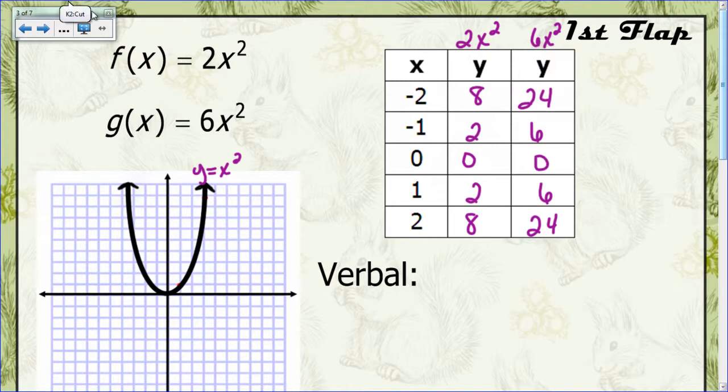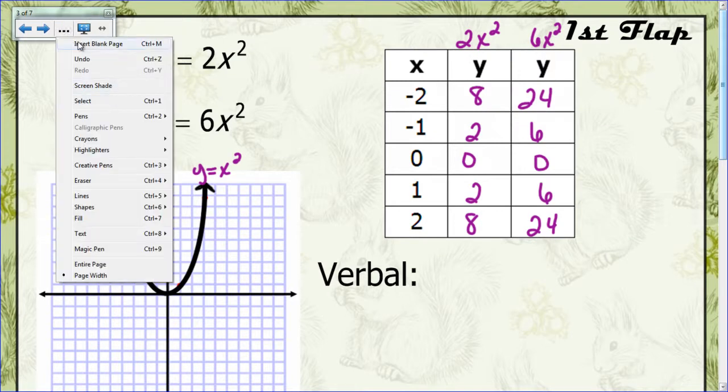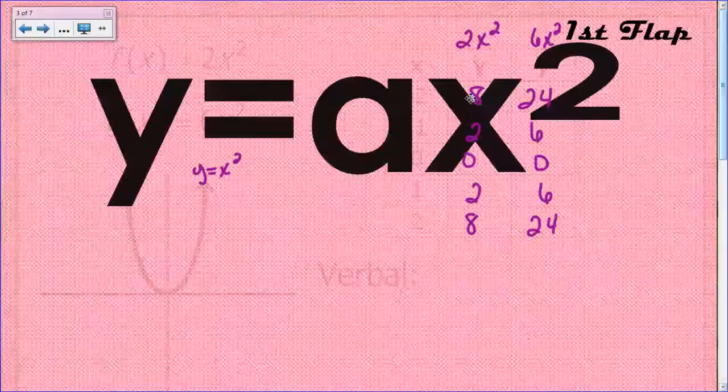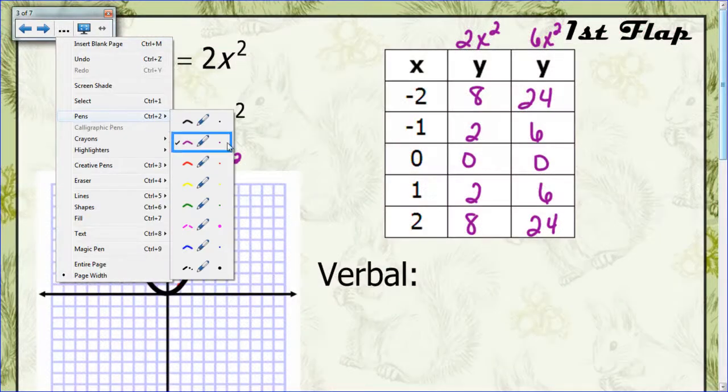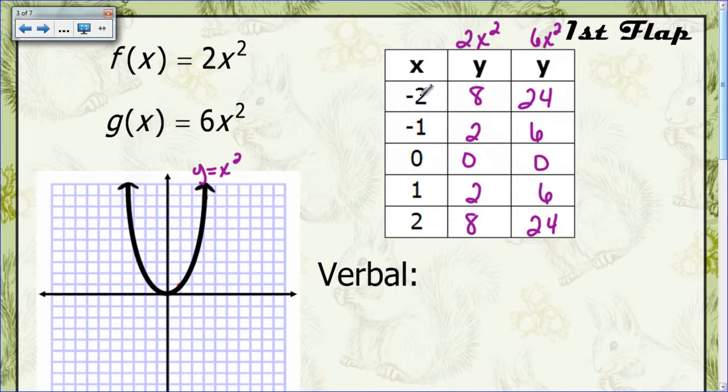I'm going to use a different color. The first one I'm going to do in purple, this 2x squared. I'm going to plot these points for my 2x squared. So I'm going to do my -2 and 8. And then my -1 and 2. And then I have 0, 0. And then I have 1 and 2.